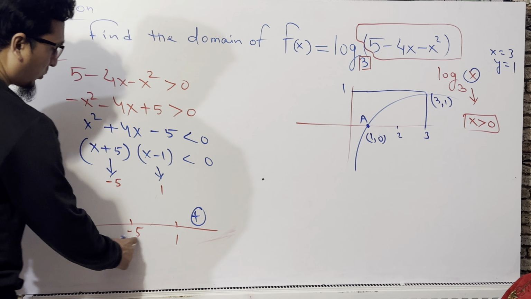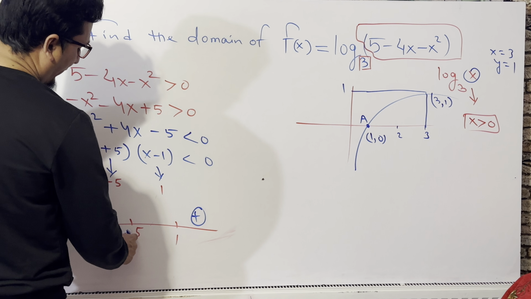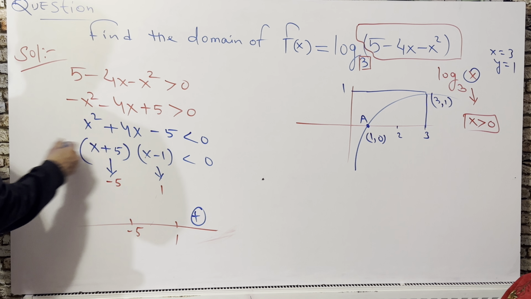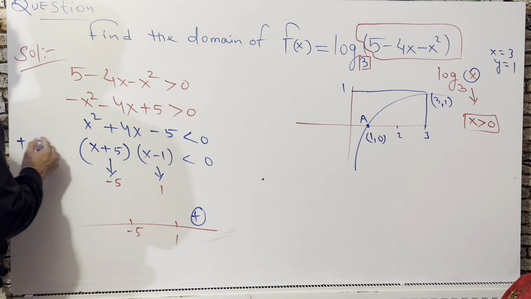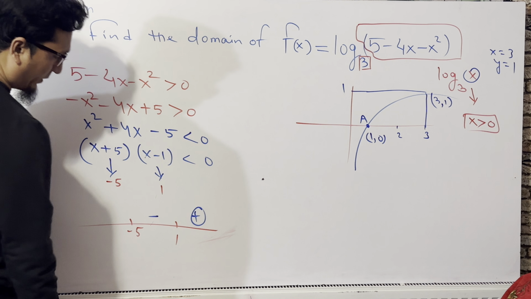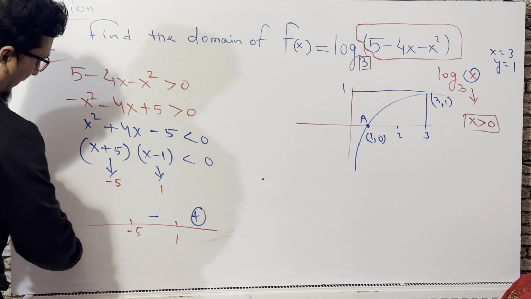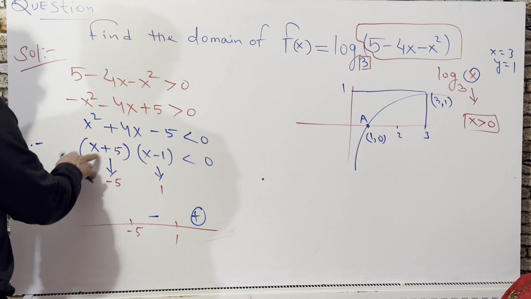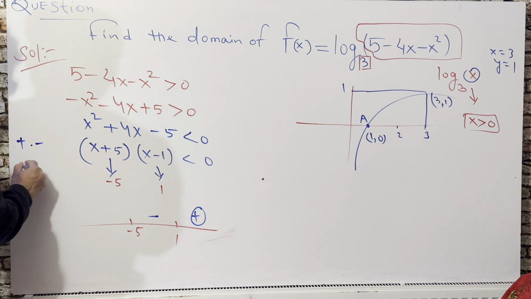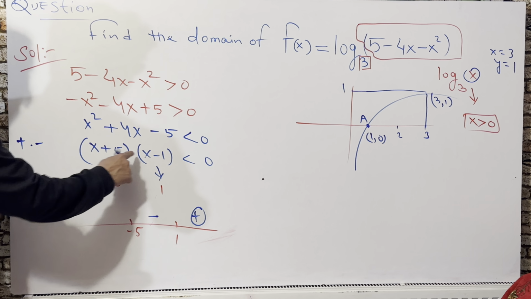And if you take a number between minus 5 and 1, for example 0, then 0 plus 5 is positive and 0 minus 1 is negative. Positive times negative is always negative. In the same way, if you take a number here, minus 10, then minus 10 plus 5 is negative, and minus 10 minus 1 is minus 11. So minus, minus, plus. Again, you have a positive area.